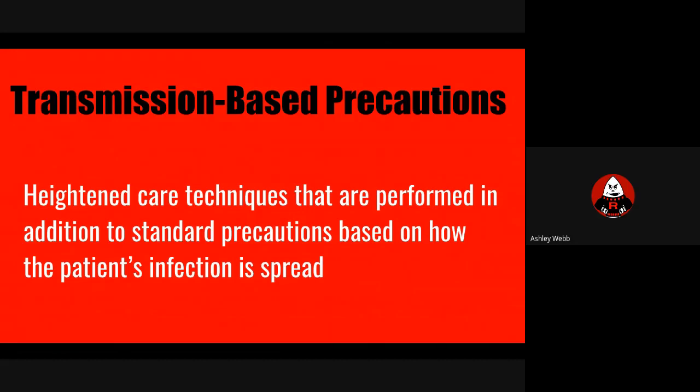If I know that they have a droplet based COVID, if they have a droplet based illness, I'm going to wear my mask. I'm going to put on my face shield. I'm going to probably put on a gown. Those are based on the transmission method. It changes the different level of precautions that we take for dealing with that patient.